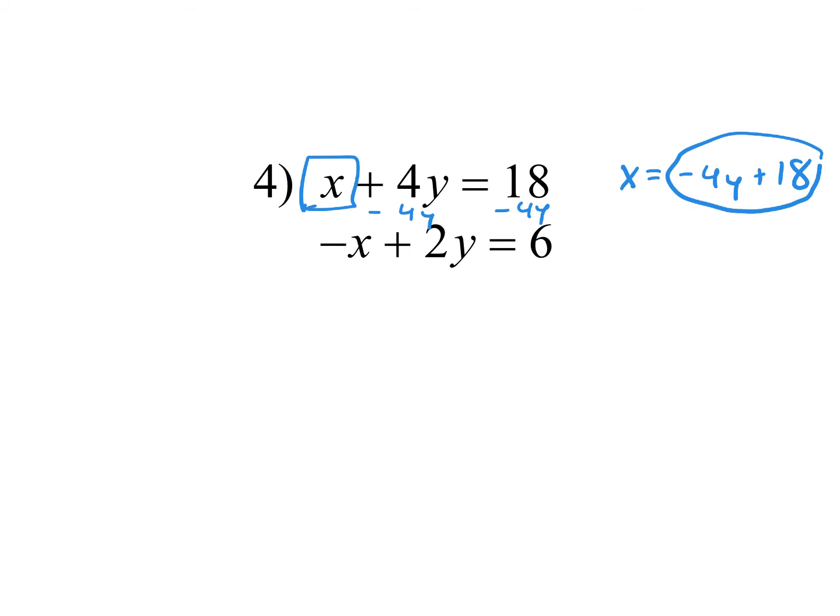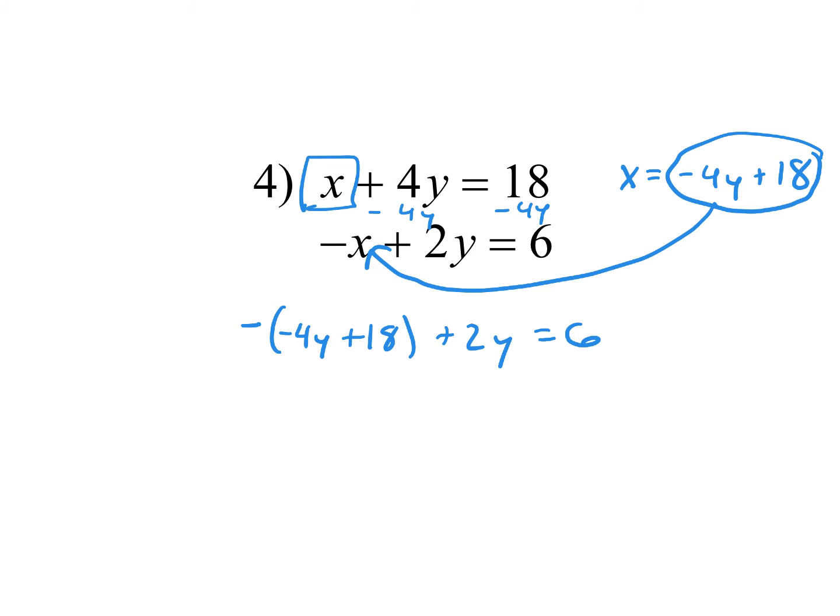So I take this and plug it in where? The second equation, into x. So I have negative 4y plus 18 plus 2y is equal to 6. Anytime you plug in that whole expression, make sure you plug it in parentheses. Because what do we have to do next? Everything was negative, so we have to distribute. So this becomes 4y minus 18 plus 2y is equal to 6.